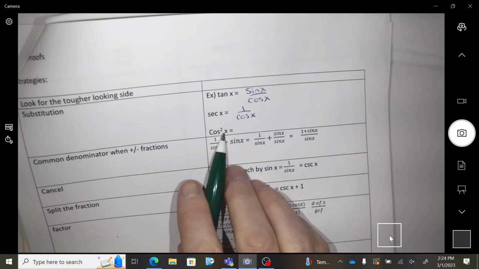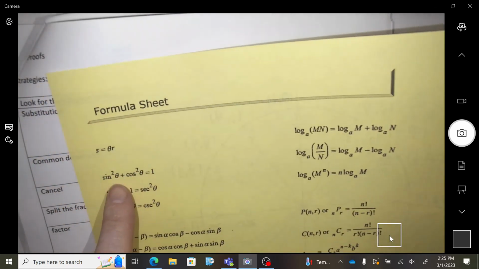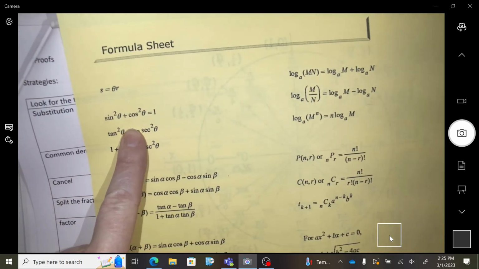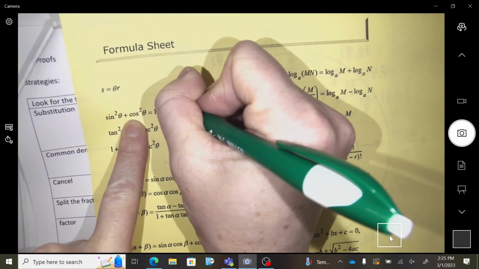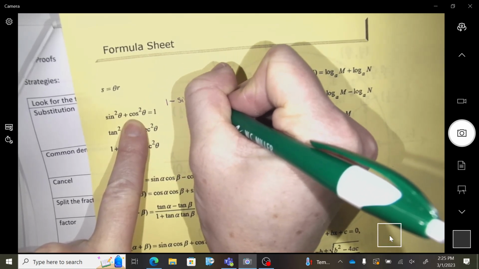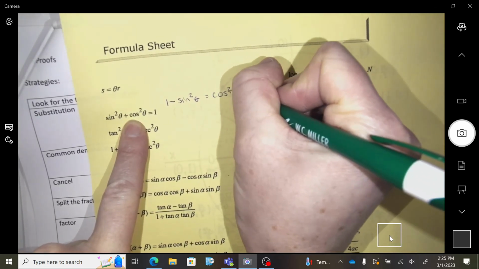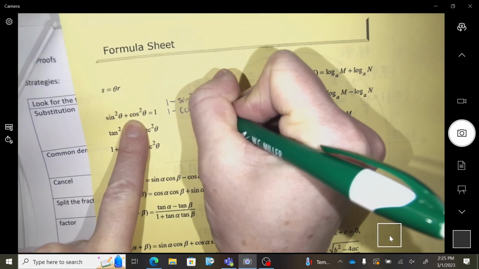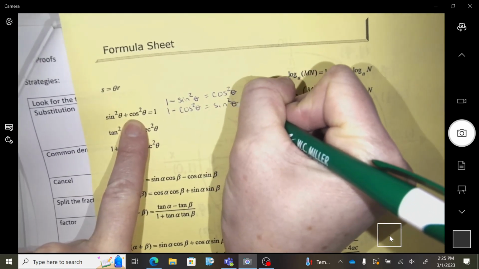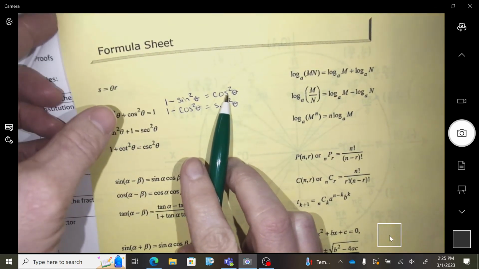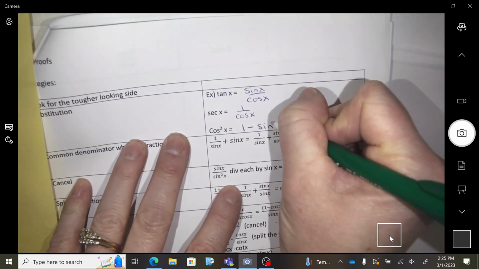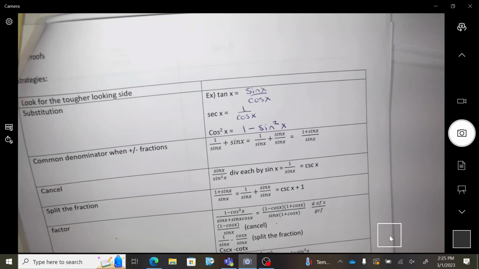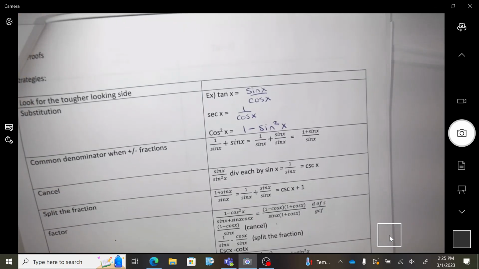So cos squared x, on the front side, we wrote these out, right? We wrote this out yesterday. So cos squared could be replaced with 1 minus sine squared x. Okay, so you can find replacements and substitutions, a bunch of things. There's endless ones like that. Okay, some other strategies you're going to need.